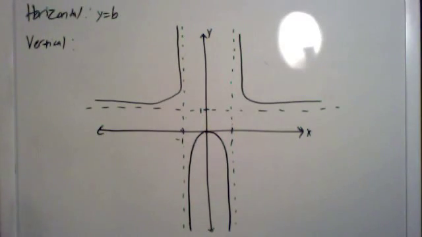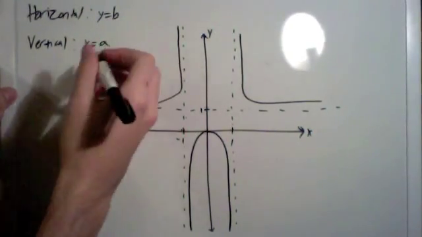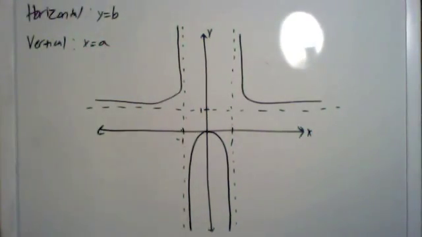The second is a vertical asymptote. They're vertical lines and have equations of the form x equals a, where a is some constant. They're boundaries because they're never crossed by the function.